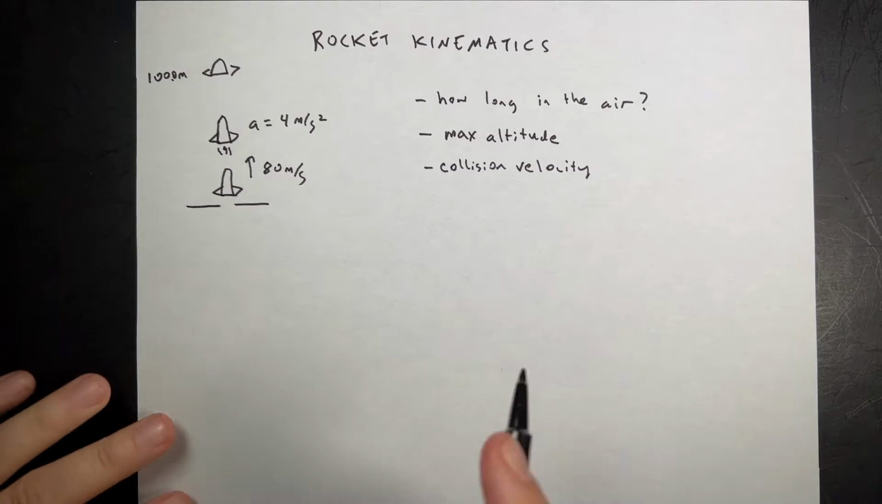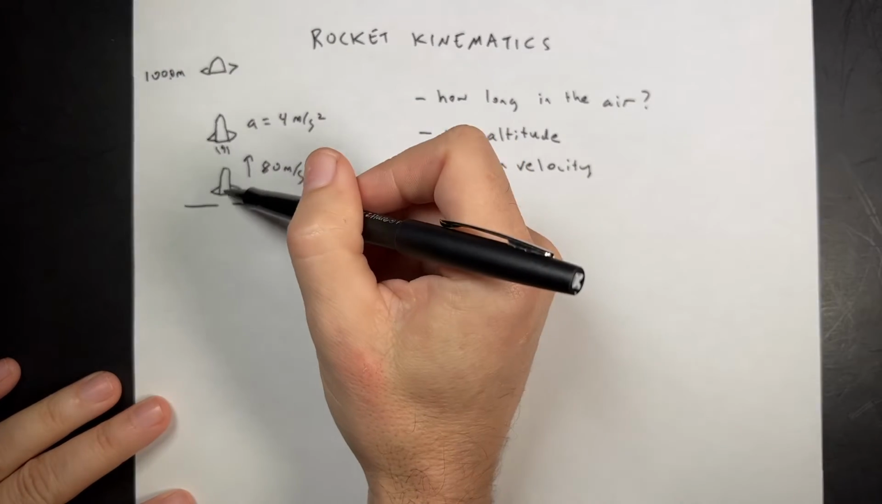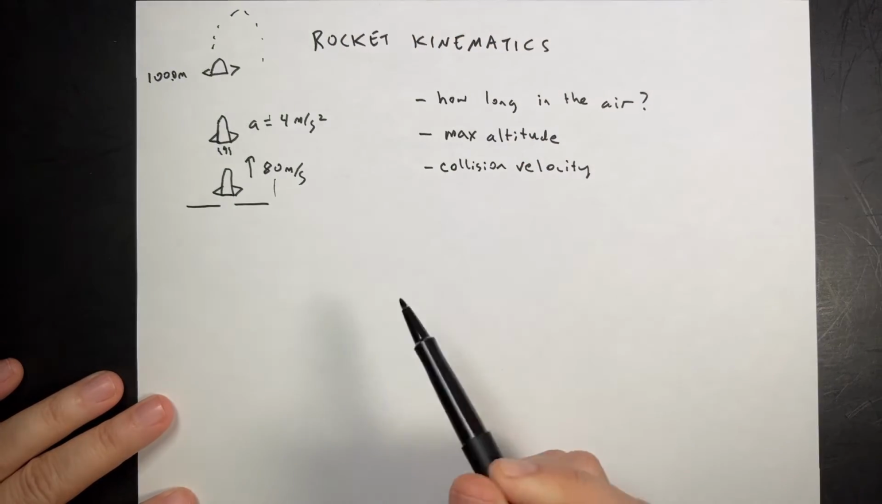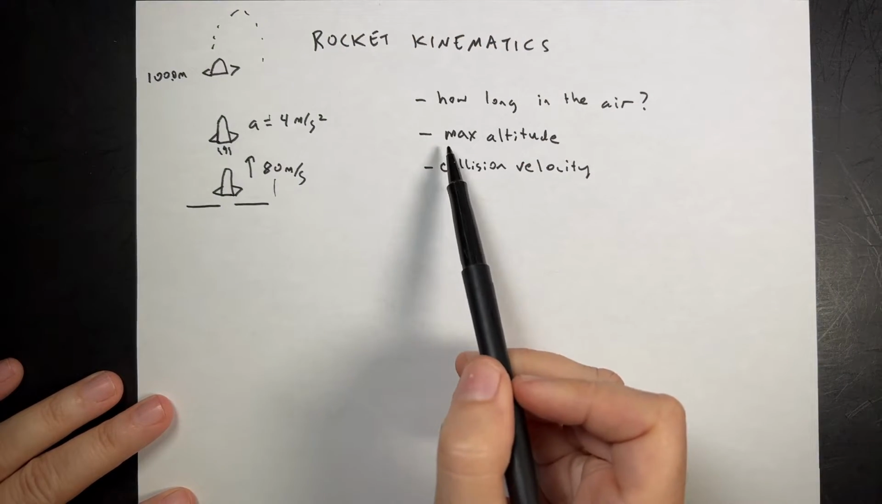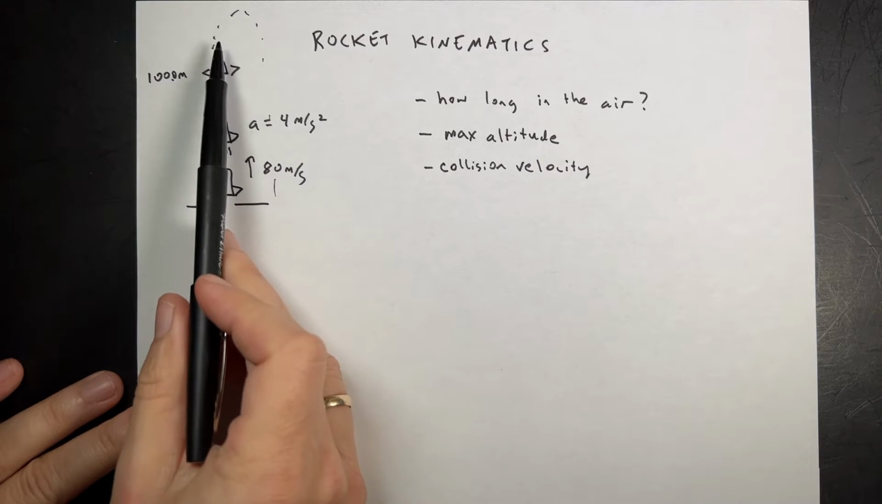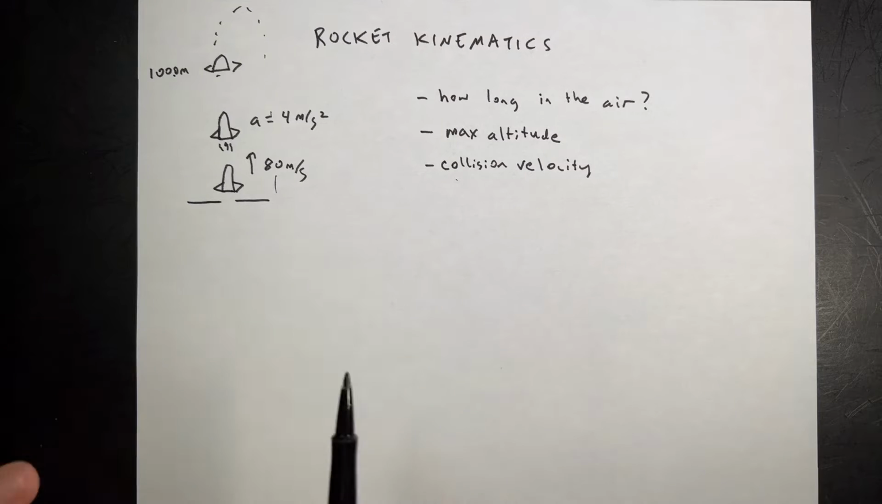3 questions. How long is it in the air? So it's going to go up, it's going to accelerate, it's going to keep going up, and then it's going to come back down. So how long is that whole thing? Number 2, what's the maximum altitude? Because when this shuts off, it's still moving. And then finally, what's its velocity when it hits the ground?